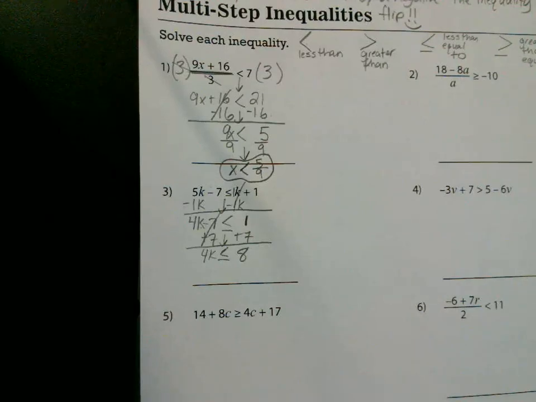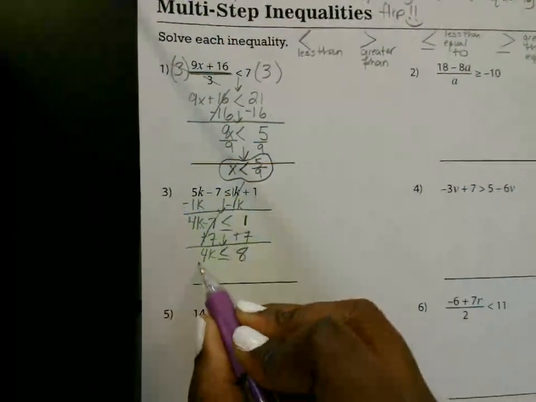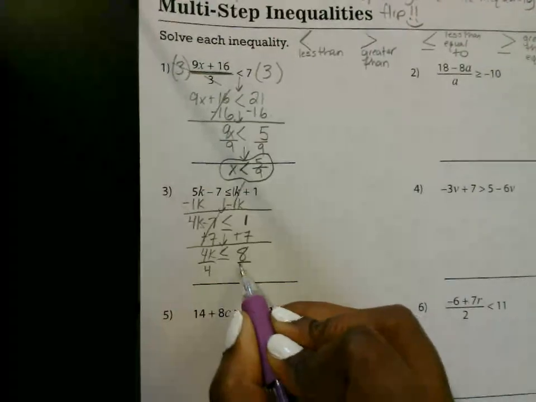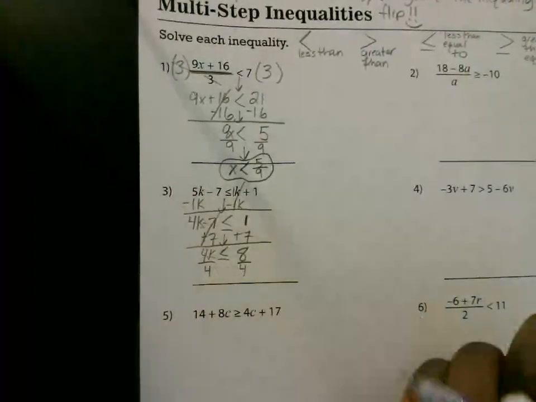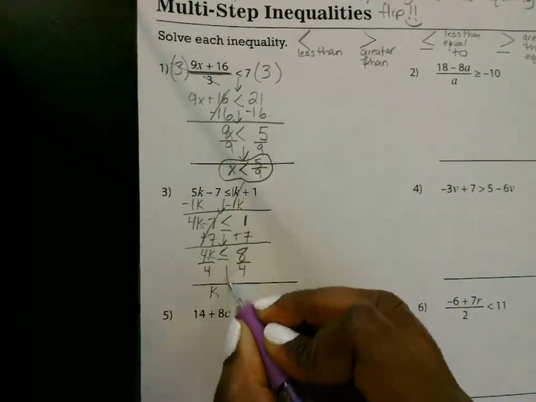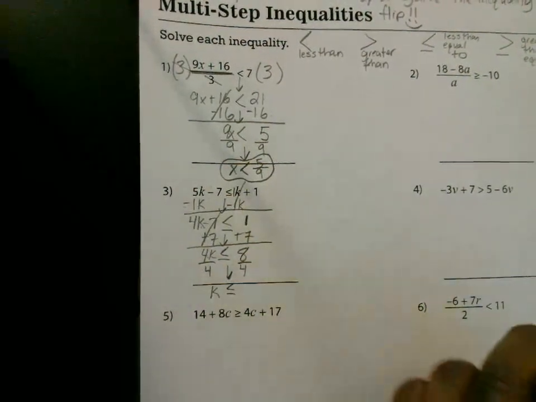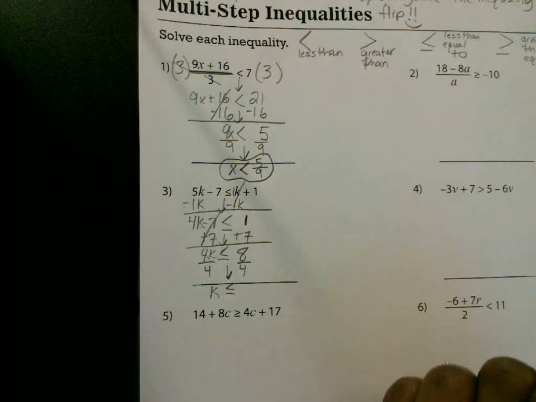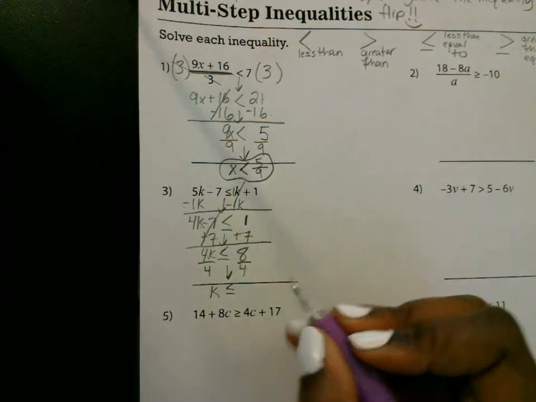Now what are we going to do to get K by itself? How do we get rid of the 4? We divide. We're going to divide both sides by 4. 4 divided by 4 gives us 1. So this is 1K. Bring down the inequality to less than or equal to. What is 8 divided by 4? 2.